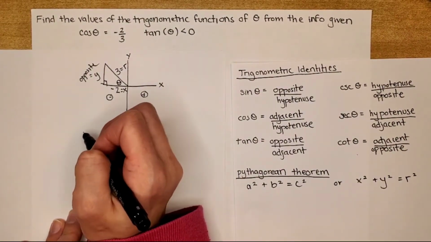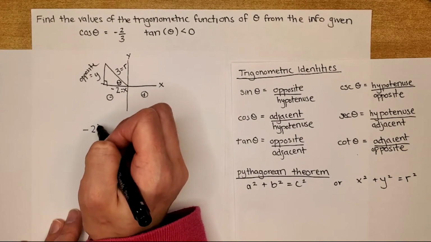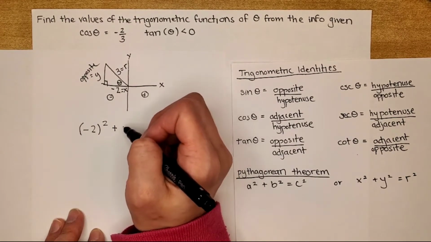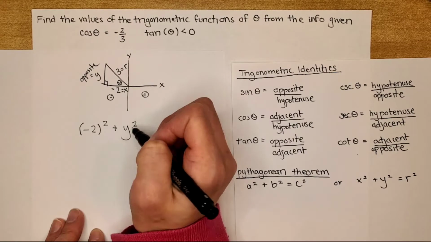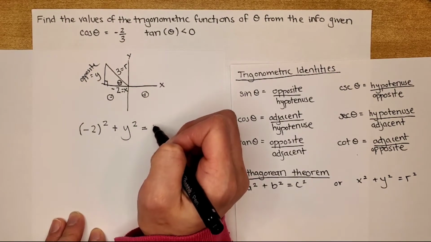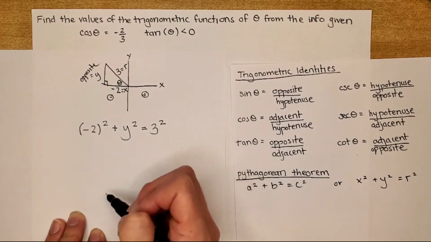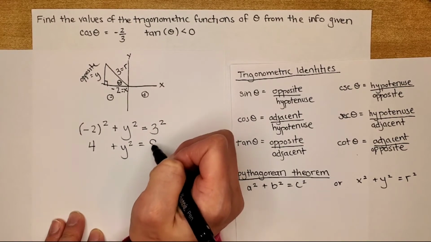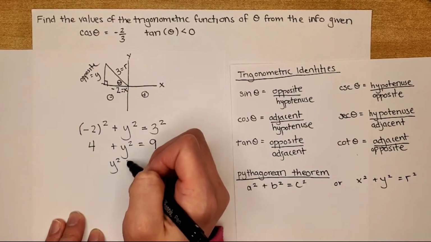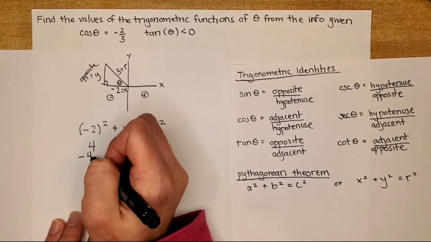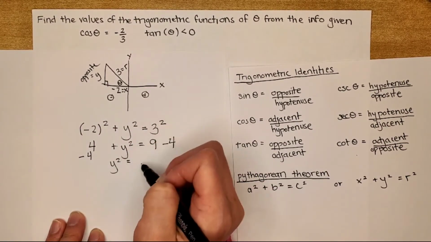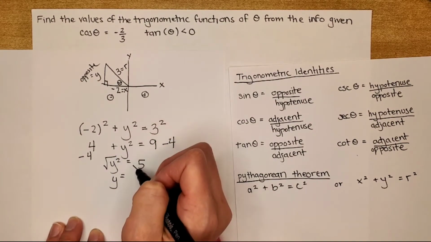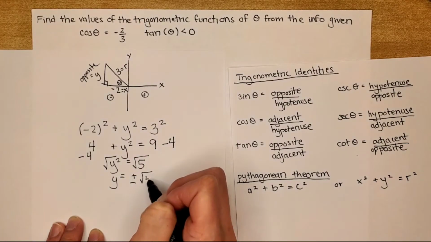Now, what we're going to do is plug in for the formula x squared plus y squared equals r squared. And so we got -2 squared plus y squared equals 3 squared. And if we go ahead and solve for that, we got 4 plus y squared equals 9, and then minus 4 on both sides. y squared is going to give us a value of 5, and then we're going to square root both sides to give us plus and minus the square root of 5.